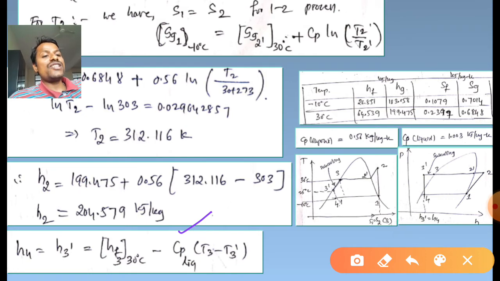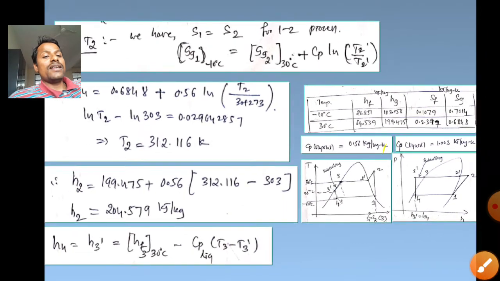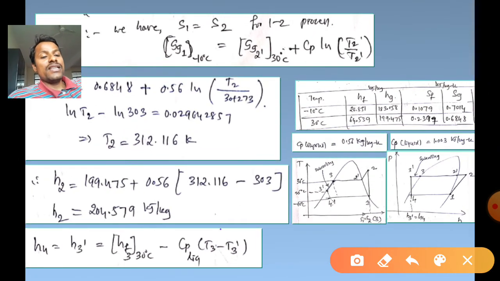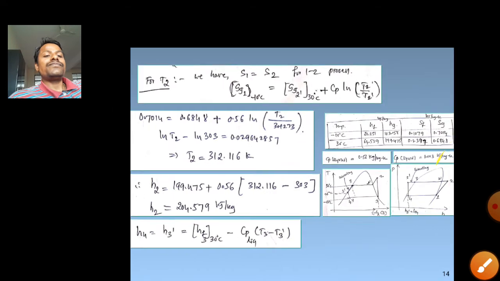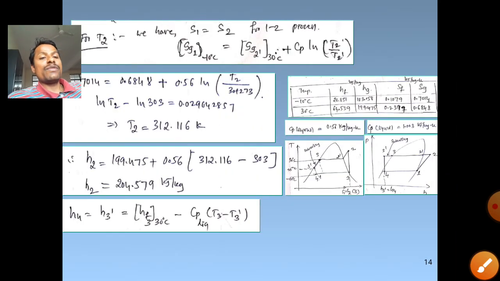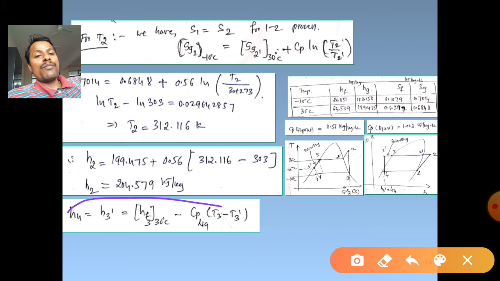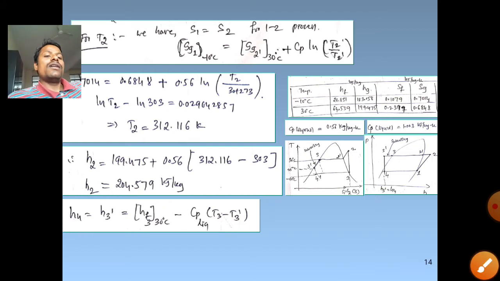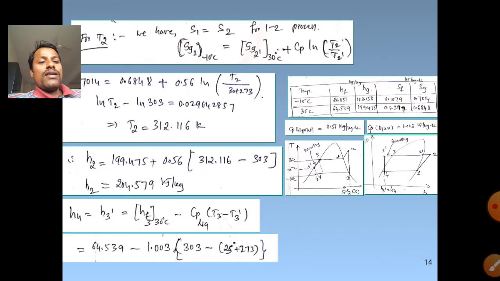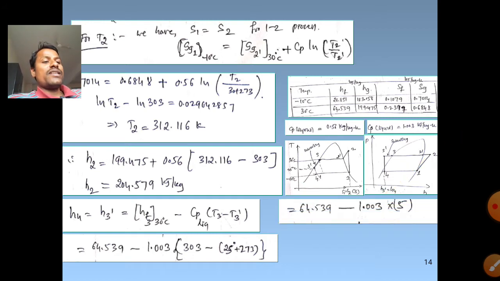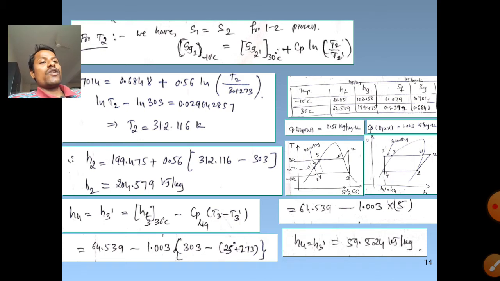Between 3 and 3 dash, the condition of refrigerant is liquid. So, therefore, Cp for liquid I have to use here. Then 3 to 3 dash, there is a decrease in temperature. So, hence H4 I am able to calculate. This is a very important step for the undercooling process. Now, here I am able to calculate H4 using mathematics, that is H4 as 59.524 kilojoule per kg.